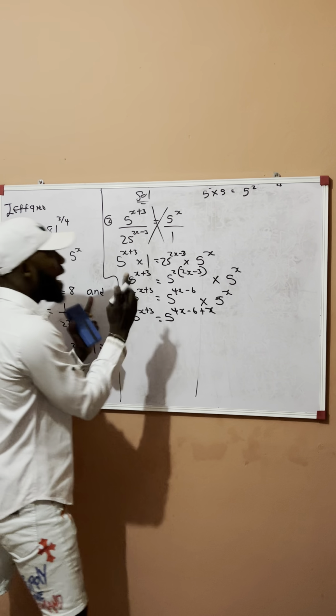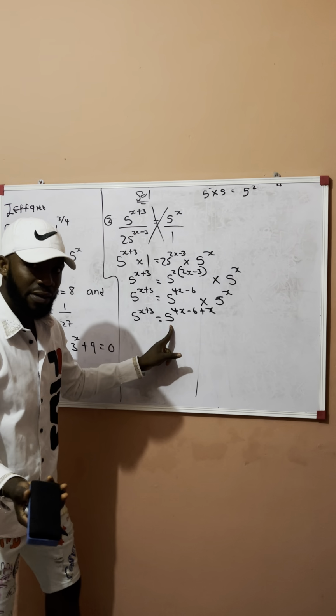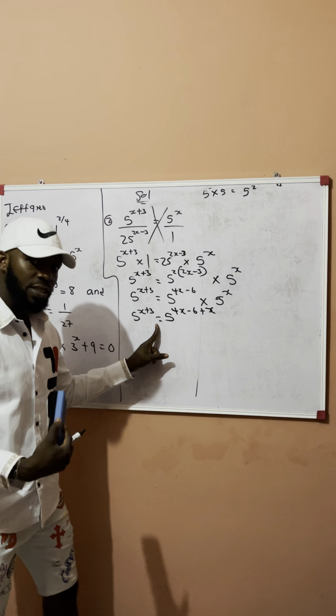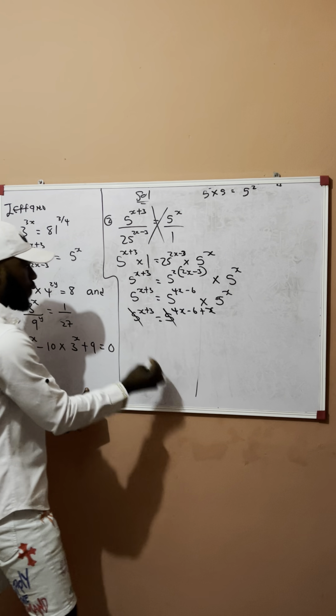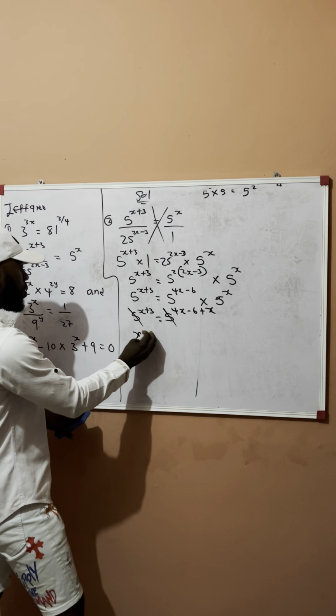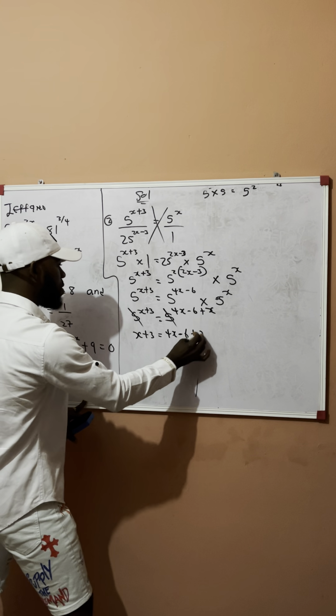Now, without wasting time, you will now notice that the bases have reduced from 3 bases to 2 bases. And then we said in example 1 that when 2 bases are the same and the sign separating them is an equality sign, what happens? They cancel out. So 5 cancels out 5. So what do we have? x plus 3 is equal to 4x minus 6 plus x.